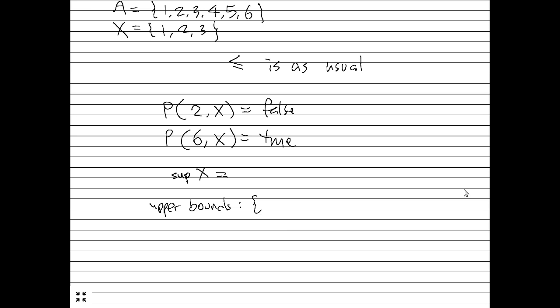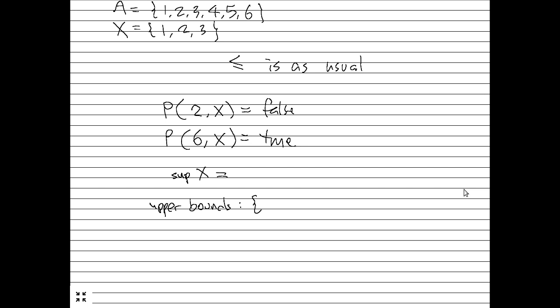Okay, yes, go ahead. 3 or bigger, very good. So 3, 4, 5, 6, they're all upper bounds, okay? Because if you plug in 1 into here, it's going to be false, right? If you plug in 2, which I just did, it is false. But starting with 3, it is true. Because is 1 less than or equal to 3? Yes. Is 2 less than or equal to 3? Yes. Is 3 less than or equal to itself? Yes. So 3 is an upper bound. 4 is an upper bound, 5 is an upper bound, 6 is also an upper bound.